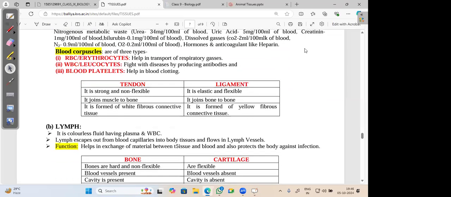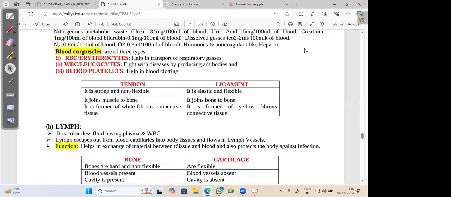Another one, here we have the difference between ligaments and tendons. What is the difference between a ligament and a tendon? Both are elastic and both are used as connective tissue. They connect bones and muscles. Depending on their use, a tendon is strong and non-flexible. So it is strong but non-flexible. A ligament is elastic and flexible.